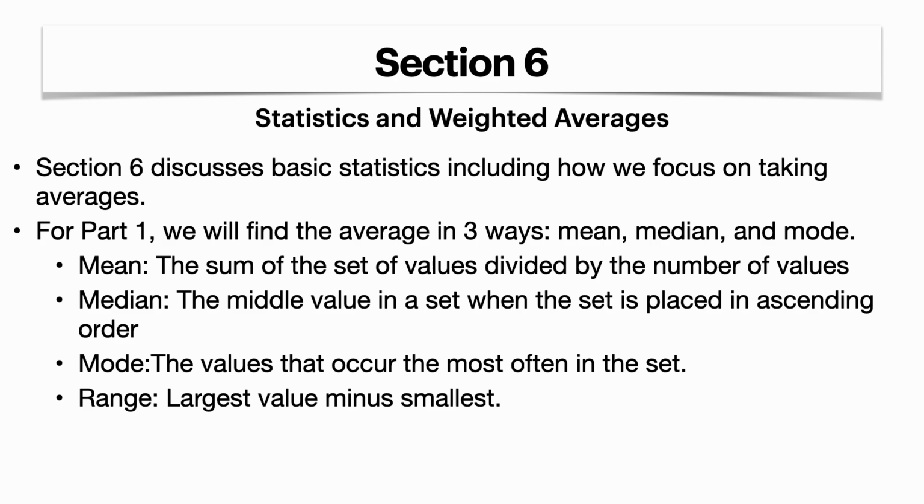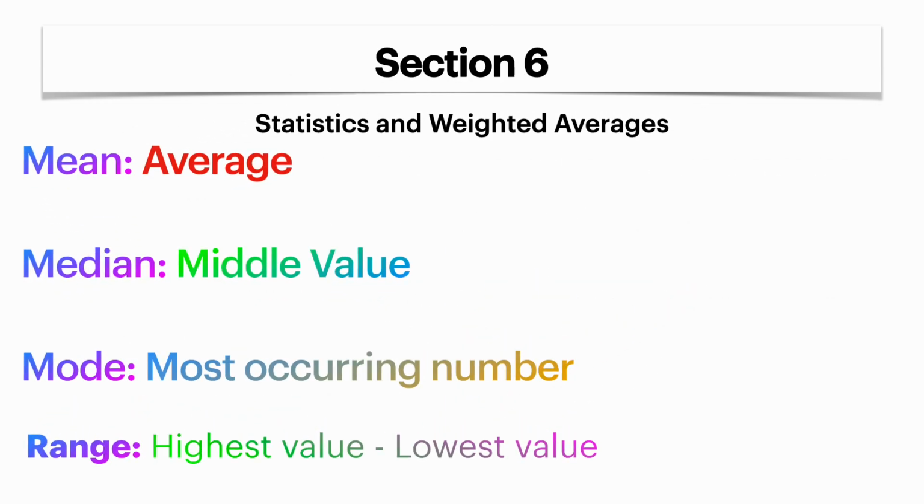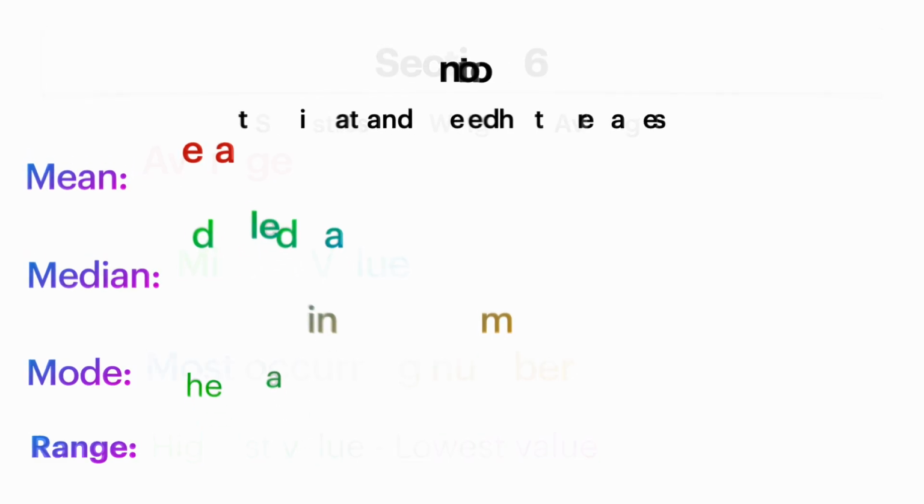The mode is the number that occurs the most. Sometimes there isn't a mode, and sometimes there's more than one. The range is the largest minus the smallest value, max minus min. So the mean is just the average, the median is the middle value, the mode is the thing that occurs the most. Again, you could have more than one, or a tie, or you could not have a mode at all. And the range is the highest value minus the lowest value.